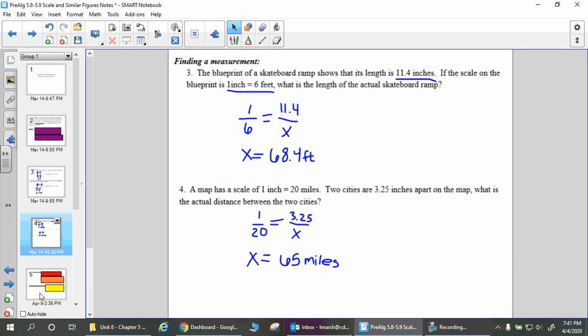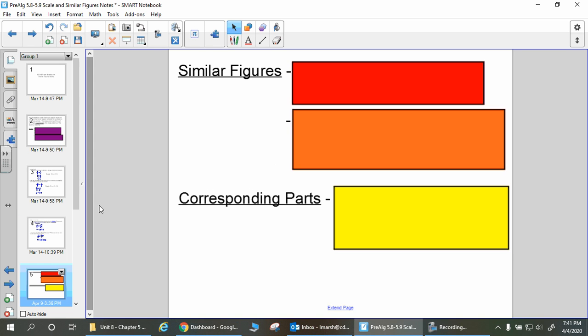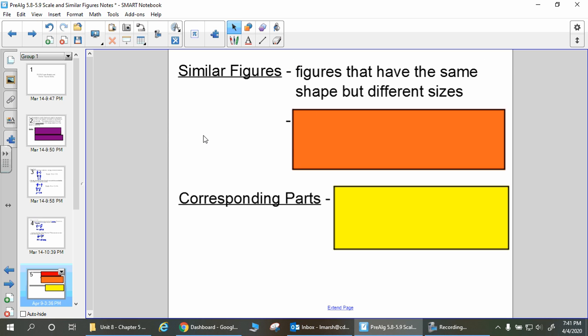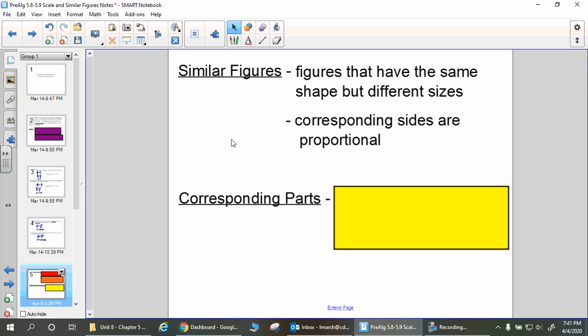Okay, so the second part of what we need to look at today is what are known as similar figures. Similar figures are figures that have the same shape but different sizes. So we're talking about two triangles or two rectangles, but not a triangle and a rectangle at the same time. In similar figures, the corresponding sides are going to be proportional.